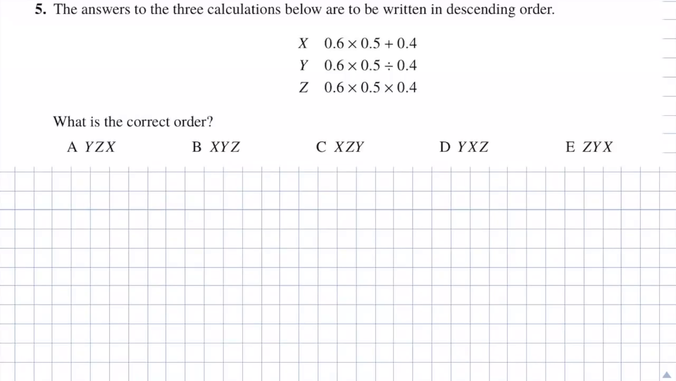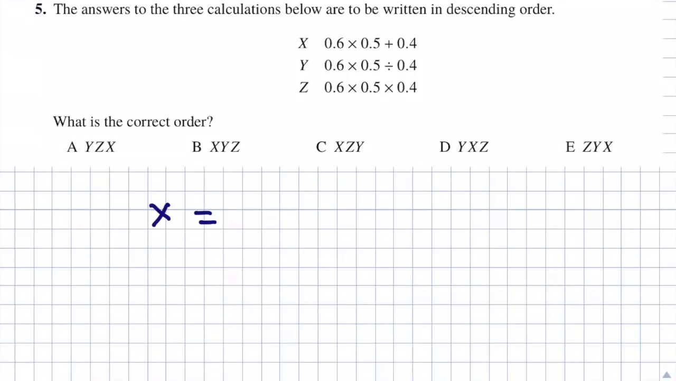Question 5. The answers to the 3 calculations below are written in descending order. We've got x is 0.6 times 0.5 plus 0.4, y is 0.6 times 0.5 divided by 0.4, and z is 0.6 times 0.5 times 0.4. What is the correct order? Answers: A is yzx, B is xyz, C is xzy, D is yxz, and E is zyx. So we're going to evaluate x, y, and z, and then put them into descending order.